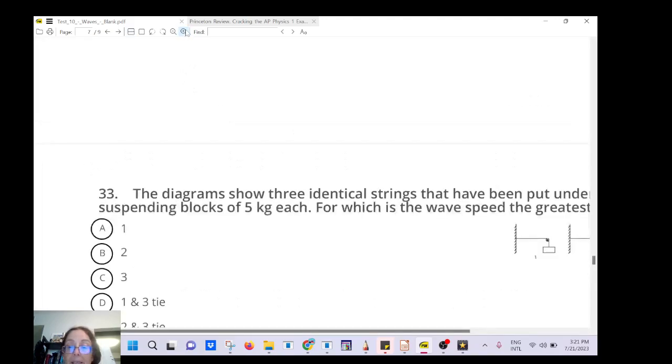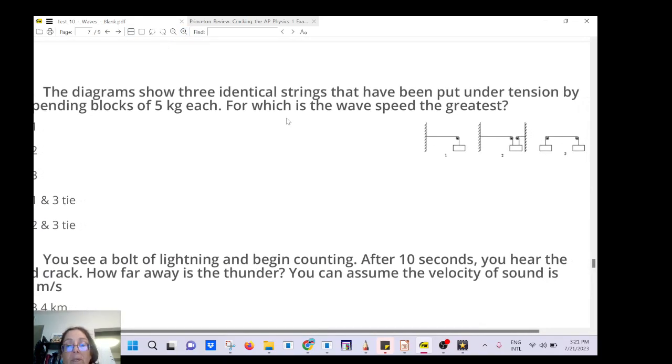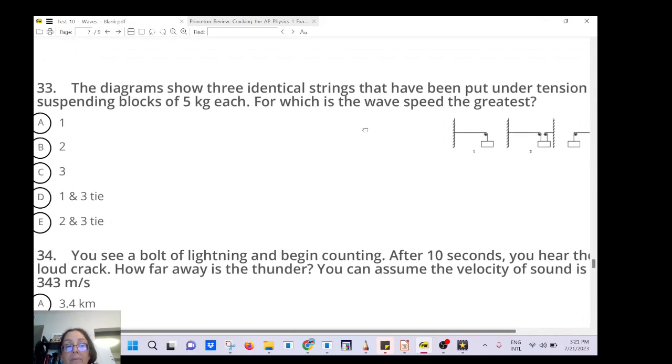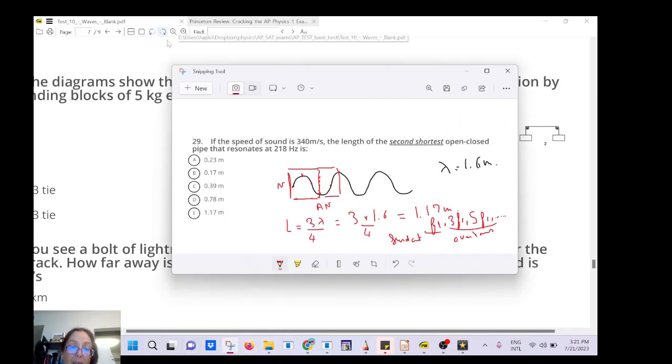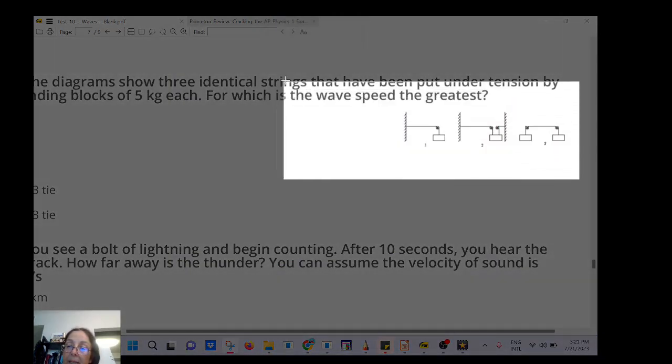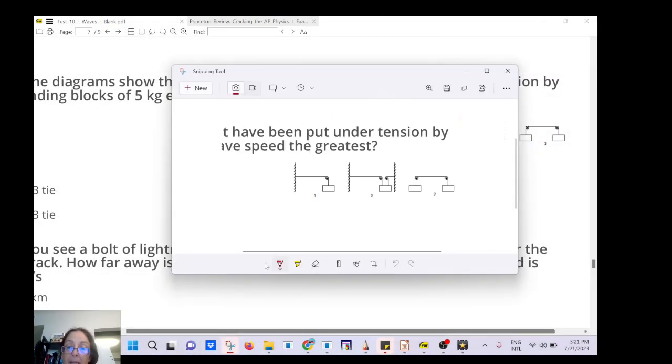So a little bit of mechanics here. So you want to know for which configuration you will have the greatest speed. So let's remember physics, easy mechanics. The speed is larger for a tension which is larger, right? The tension in the string. So here you have the weight, okay? So that's 5 kilograms times 10.